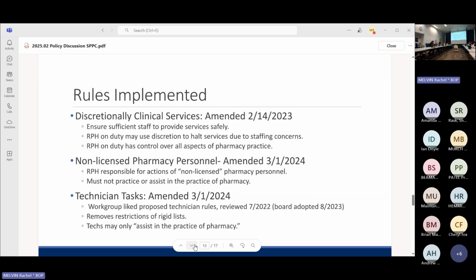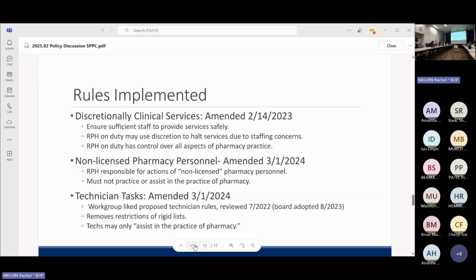And we talk about the discretional implementation of clinical services. It ensures sufficient staff to provide services safely. The pharmacist on duty may use discretion to halt services due to staffing concerns. And again, as was the case with the rule about RPH autonomy, the pharmacist on duty has control over all aspects of pharmacy practice. In terms of non-licensed pharmacy personnel, the pharmacist is responsible for all actions of non-licensed personnel, and non-licensed personnel must not practice or assist in the practice of pharmacy.